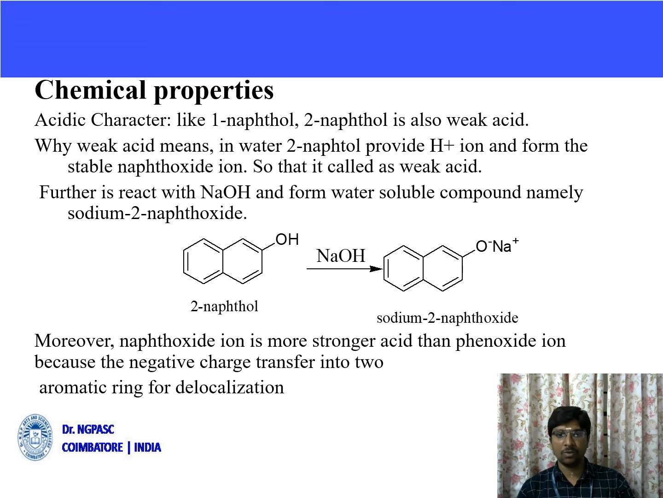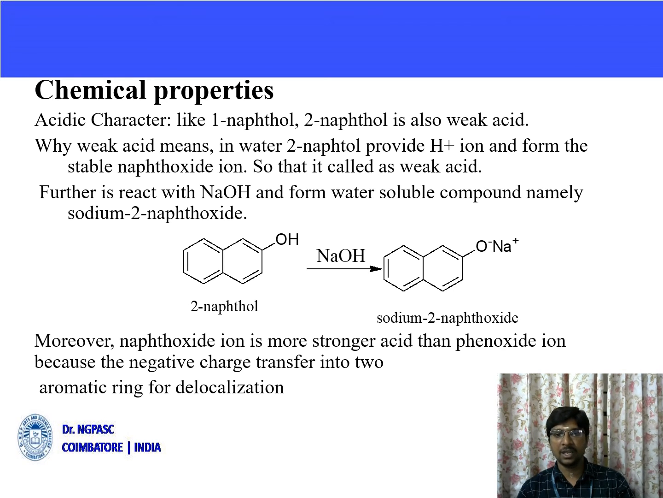So the same thing, 1-naphthol and 2-naphthol are also weak acids. So what is the meaning behind that? That means when we take this type of compound in water, finally it can provide the H plus ion in the solution, so it is known as a weak acid. The naphthol is taken in the water, and it provides the H plus ion and forms the stable naphthoxide ion. So it is called a weak acid.